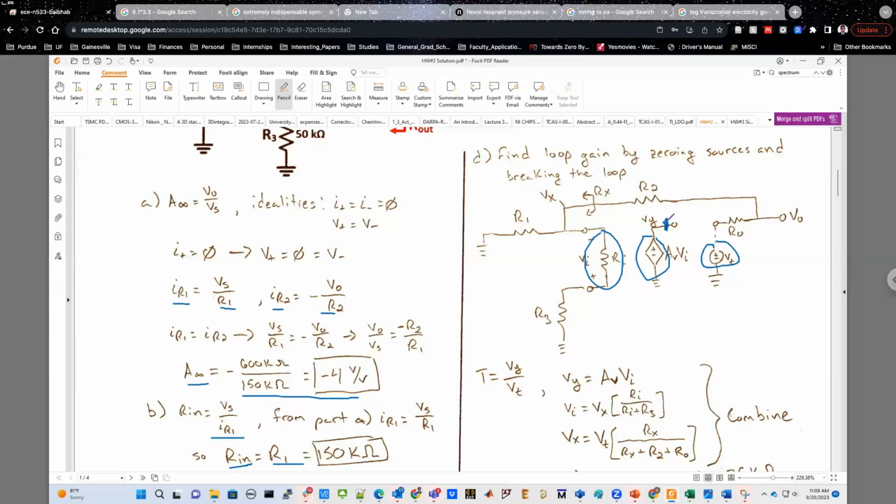Right? That's why it's easier. It's the easiest to break the loop at the output of the op-amp itself. So, great question. I know that best practice is to break the loop at the source. Yep. But I know in some other problems, the loop is also broken, or a resistance is put, at other points.